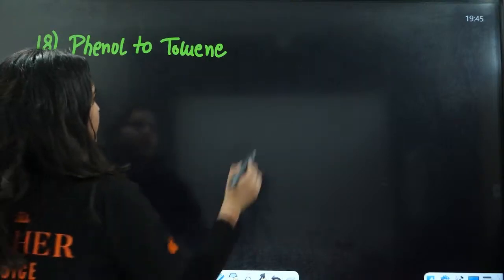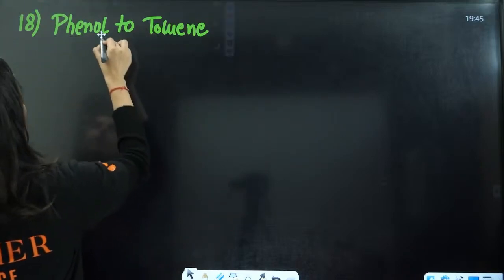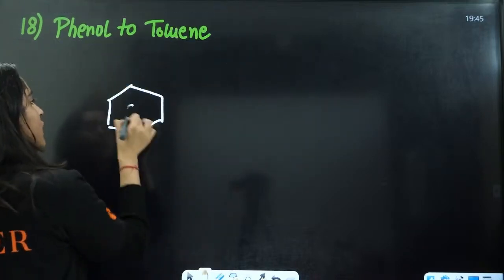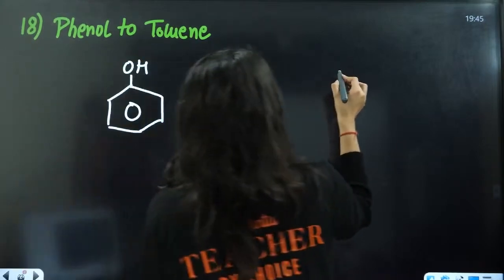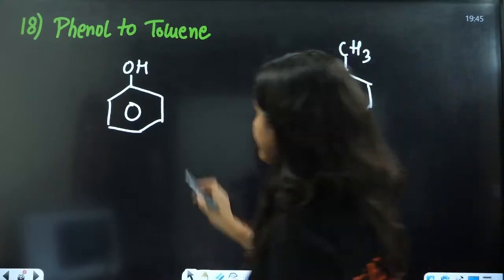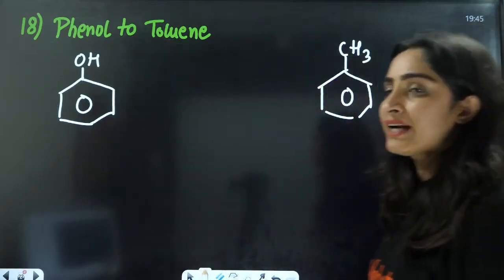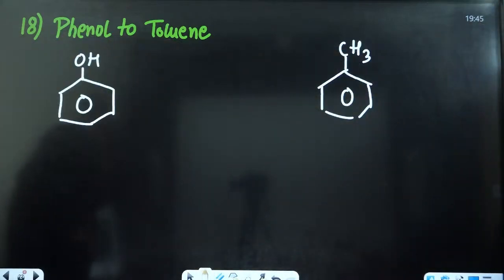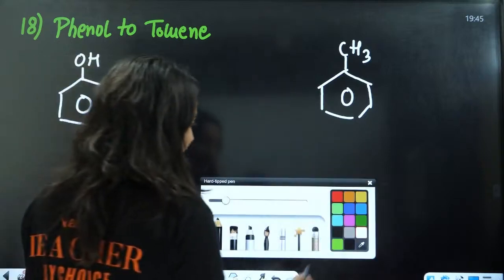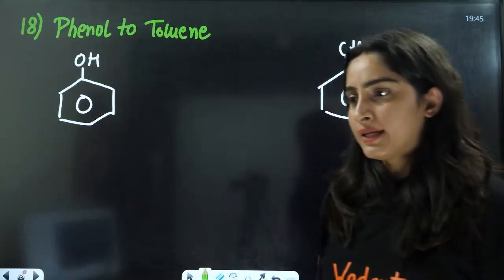Next is phenol to toluene. You have phenol. Convert it into toluene. Everybody in the chat box, what are we going to do here? How can you do this? How to convert phenol to toluene?